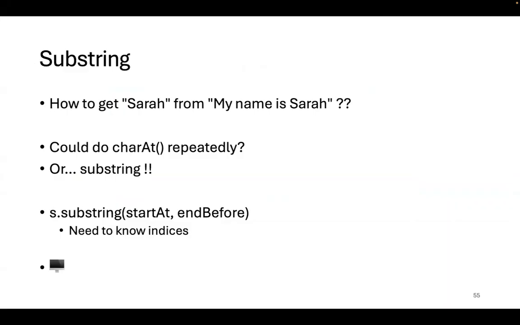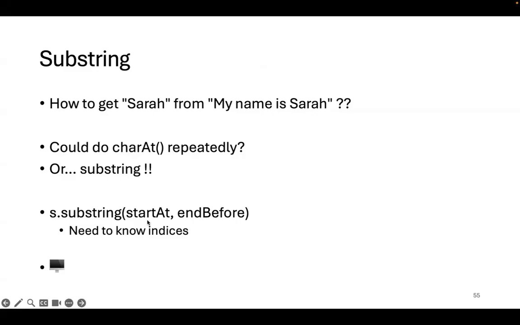It's great to get an individual character, but if I have a string saying my name is Sarah, and I want to get just my name from that, I can use a substring. Or I could use charAt repeatedly, but that sounds tedious. For substring, do you remember slices in Python where you can have the brackets and say start from here, end before here?